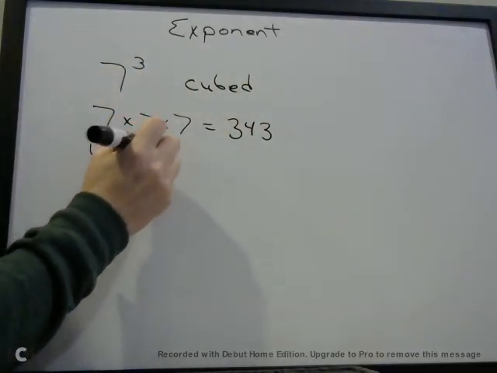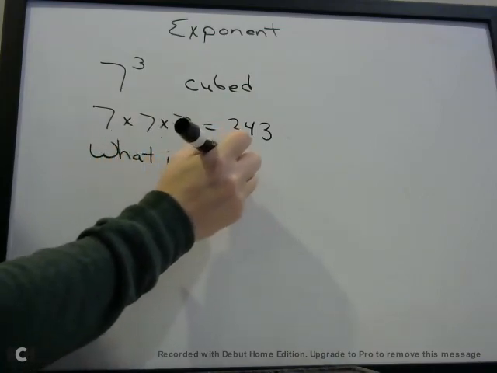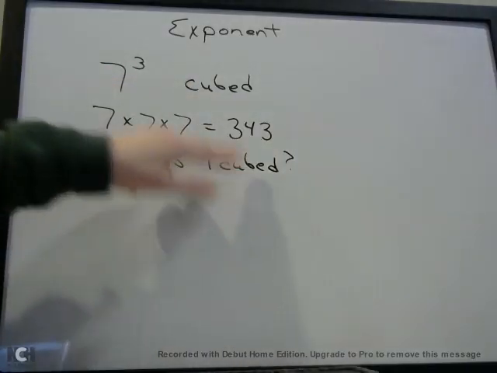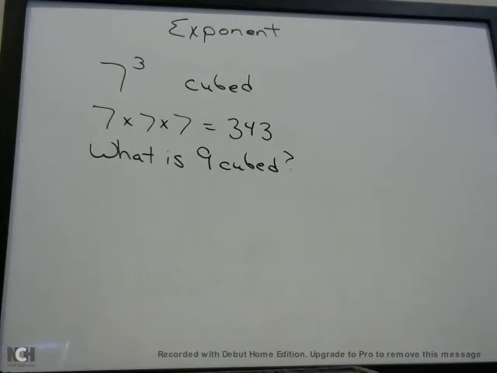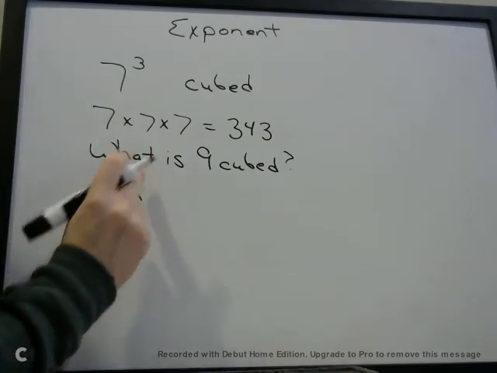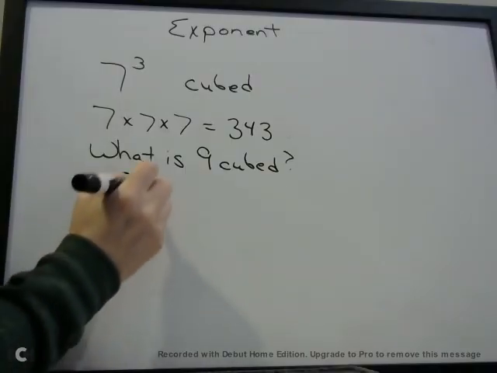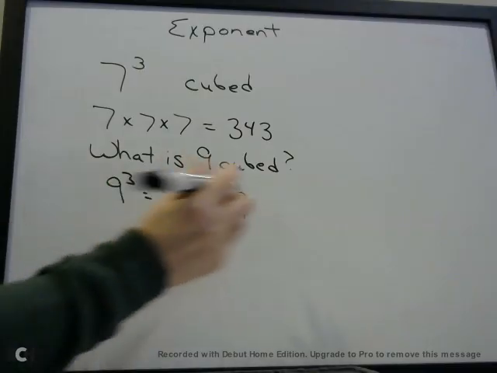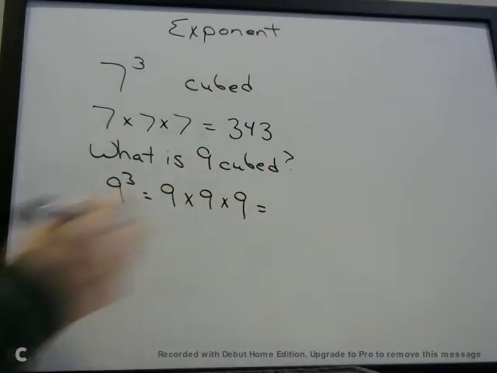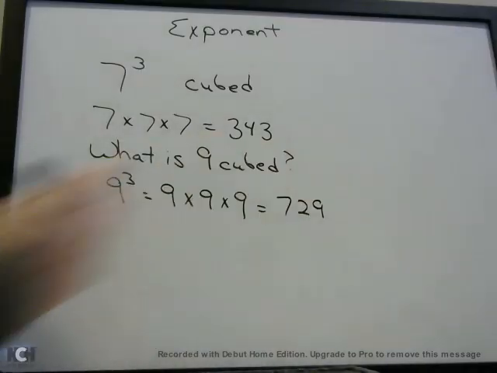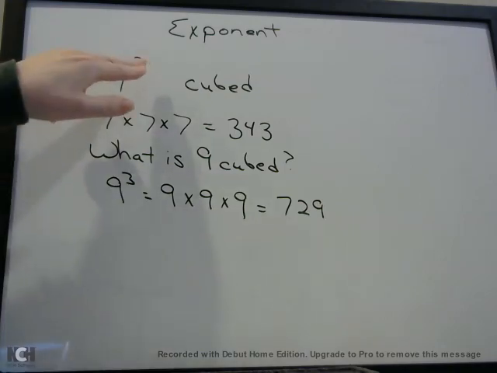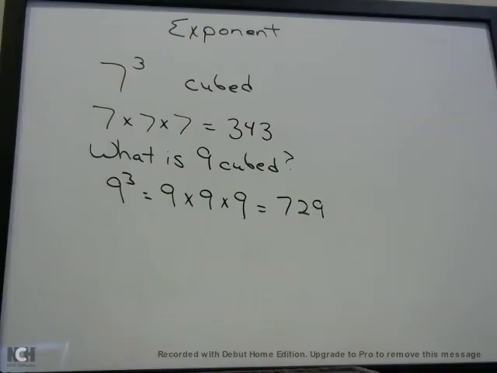You might see this in words on the test, and you need to know, if you see the words, what is 9 cubed, that's a 3. So you would write 9 cubed, 1, 2, 3, because this is a 3. You can throw that into your calculator and you get 729. So 2 things that you really need to memorize. The word squared means that the exponent is a 2. The word cubed means that the exponent is a 3.